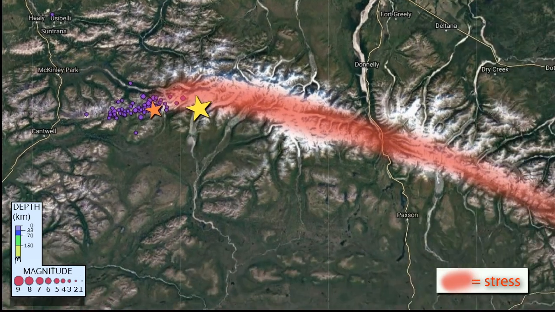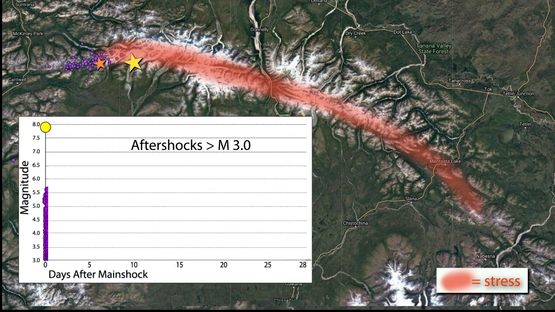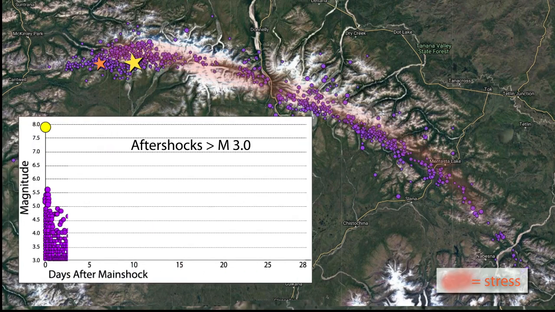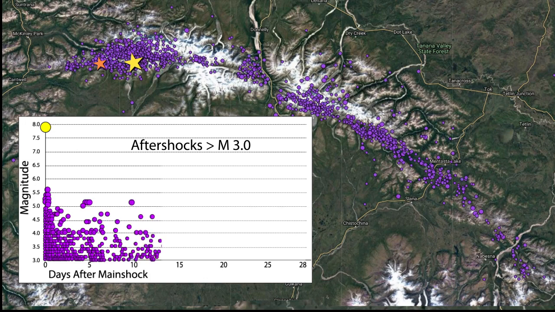The major redistribution of stress during the main shock triggered an aftershock sequence of smaller earthquakes along the main shock rupture zone. Aftershocks are smaller earthquakes on patches of the rupture zone and adjacent smaller faults that occur as rocks along the rupture adjust to the new state of stress. 760 aftershocks of magnitude 3 or larger occurred during the 30 days following the November 3rd main shock.